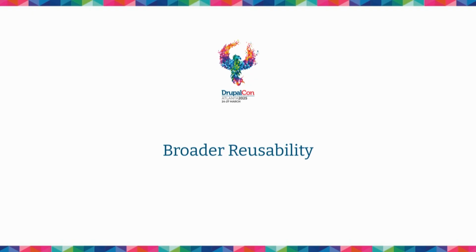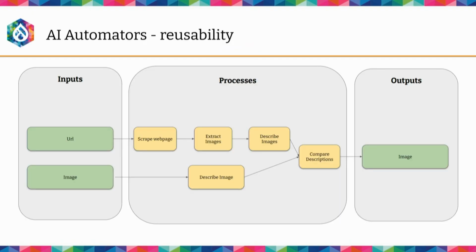So let's talk a little bit about broader reusability. If you have an automator like this, in this case it takes a URL and an image upload. So the idea is you scrape an image, try to find the image that is most similar to the image you uploaded.